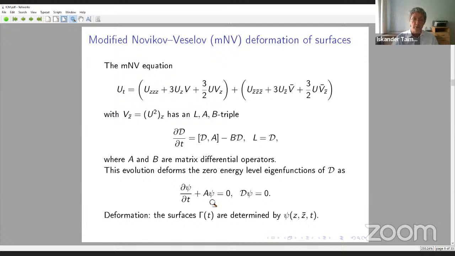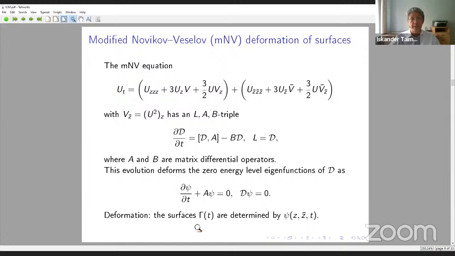The A's are differential operators whose coefficients depend on U and V and their derivatives. I do not write it here for brevity. Then at any fixed moment of time, the solution of this equation would again satisfy the equation Dψ equals 0, if such a solution does exist.